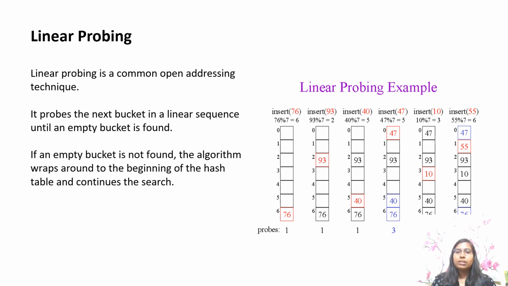Insert 10. 10 modulo 7 is 3 and the third bucket is empty, so it inserts 10 in the third bucket. And insert 55. 55 modulo 7 is 6, since the sixth bucket is already occupied, it searches in a linear sequence and the zeroth slot is already occupied by 47, and the next slot is 1 which is not occupied, so it places 55 in the first slot.